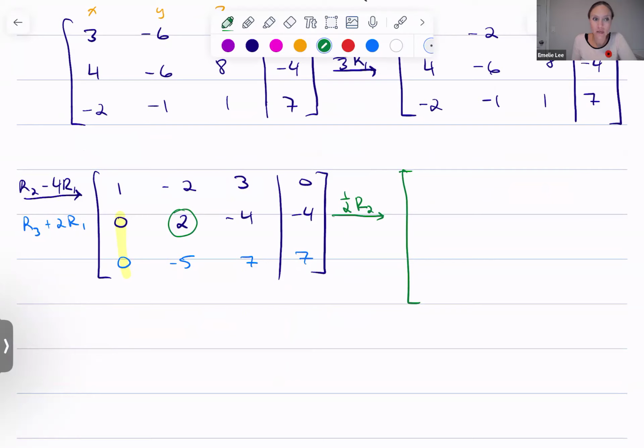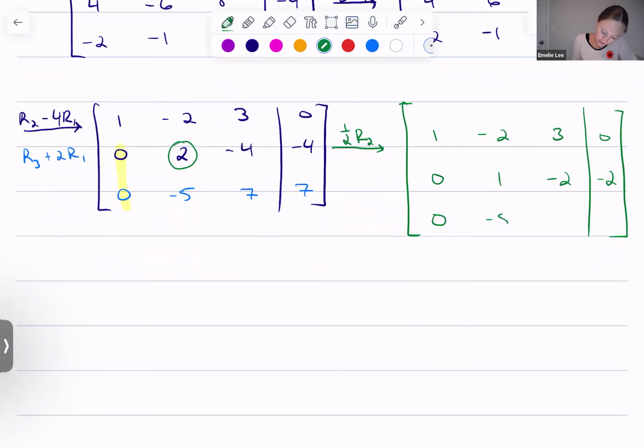Okay, row 1 unchanged: 1, -2, 3, 0. Row 2 is the only one being manipulated. 0 divided by 2 is 0, so that's good. 2 divided by 2 is 1. -4 divided by 2 is -2, and -4 divided by 2 is still -2. And row 3, unchanged: 0, -5, 7, 7. Nice.